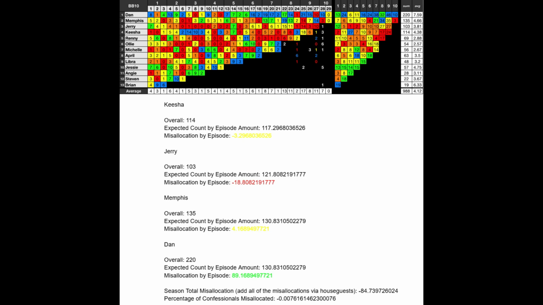Dan overall has 220 diary rooms, where his expected count by episode amount is 130.83, causing him to have a misallocation by episode amount of 89.16. So he essentially has roughly around 40 to 45% more diary rooms than he should have if my numbers are accurate. And just by looking at the cast and the numbers that I've relayed, he is the only person in the green, where everyone is either in the yellow or the red. So he is extremely over edited.